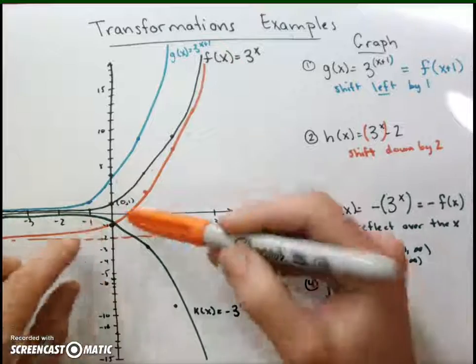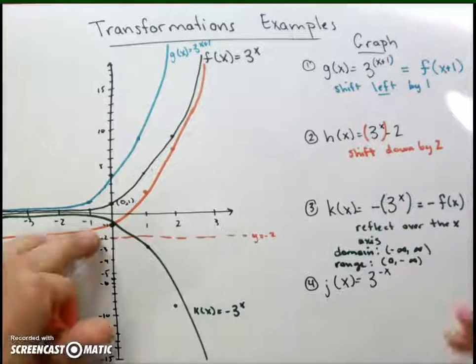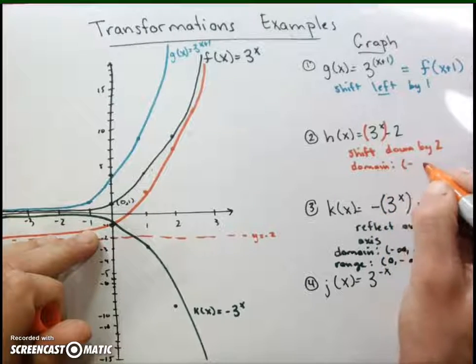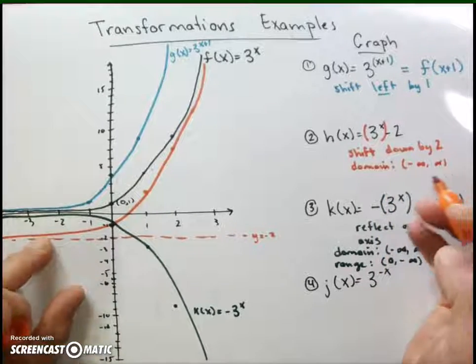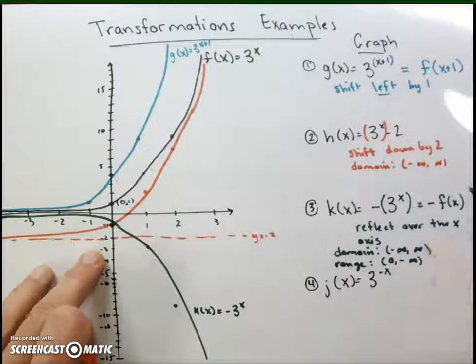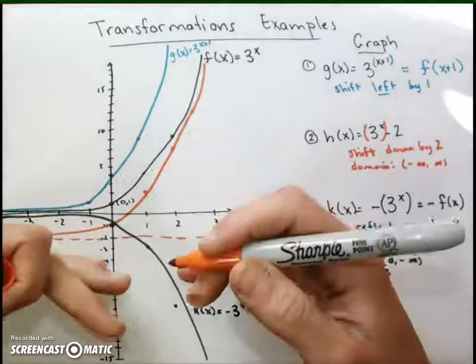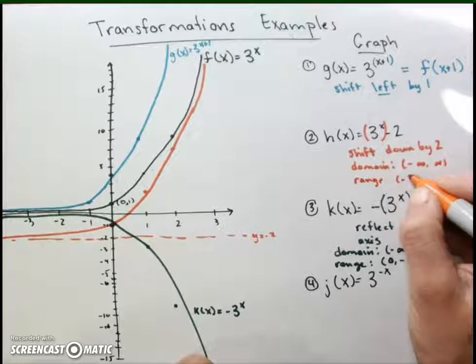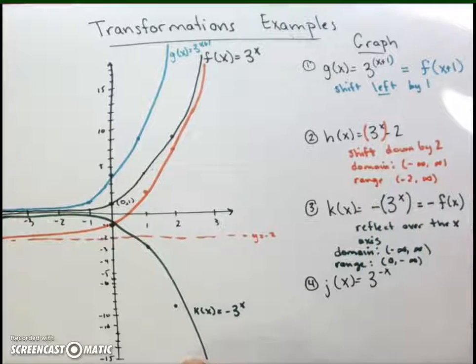We can make similar observations about the orange graph. The domain is the same, but the range now includes some negative numbers because our horizontal asymptote shifts down by 2. So the range will now be negative 2 to infinity instead.